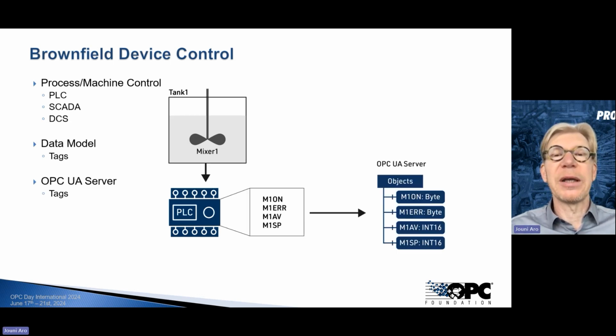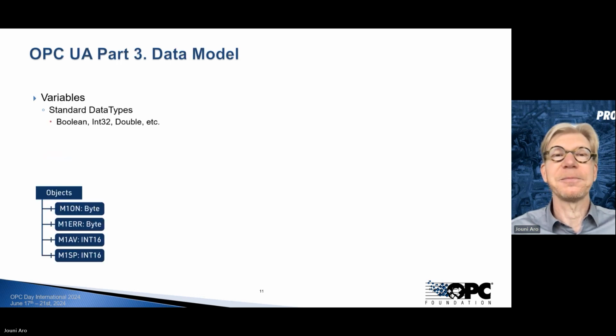And today we can convert these PLC information models to OPC UA servers, but that typically just maps the tags one-to-one to the OPC UA server. Well, OPC UA Part 3 defines data modeling concepts that help take us a bit higher level. The first thing is that OPC UA defines a lot of different data types, all the basic data types, but you can also define your custom structure types, your custom enumerations, and so on.